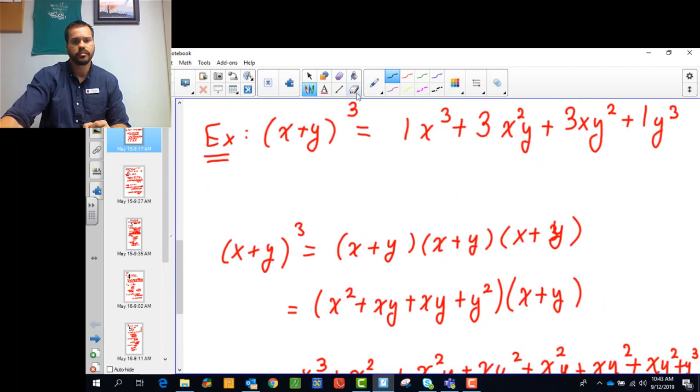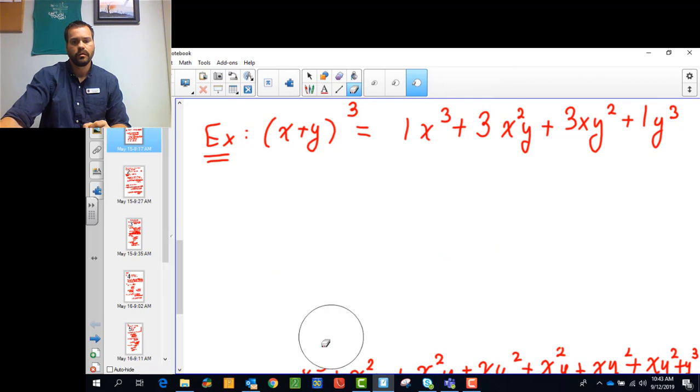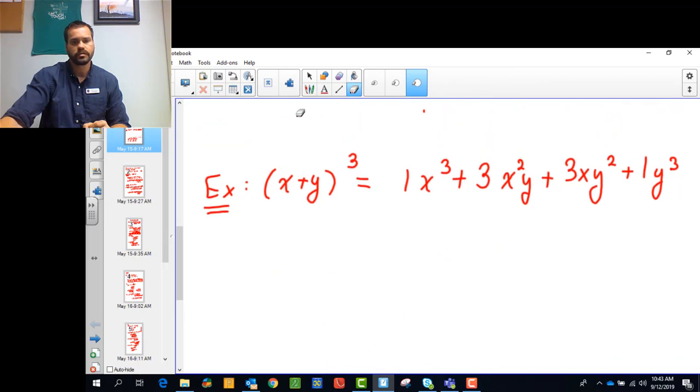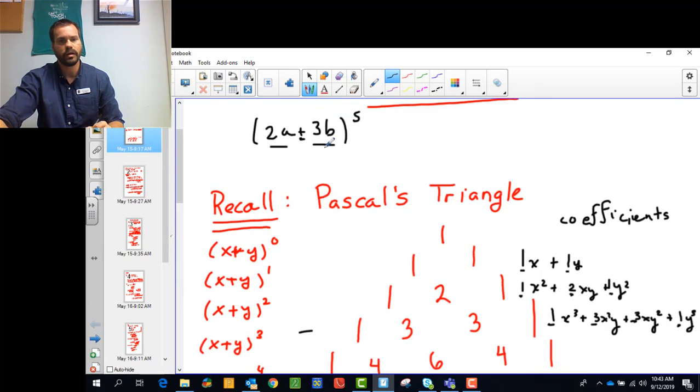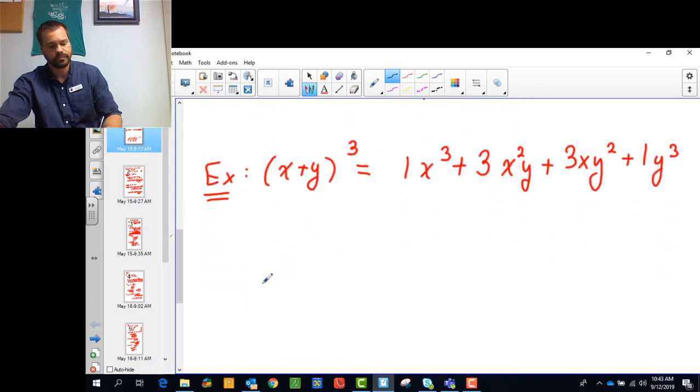Now I'm going to show you another example. Just bear with me one second here. I'm just going to erase this. So there's x plus y cubed. We've done that, but let's imagine that I do what was up here. So it's 2a plus 3b to the fifth power. Okay? And I want to figure out what that is.